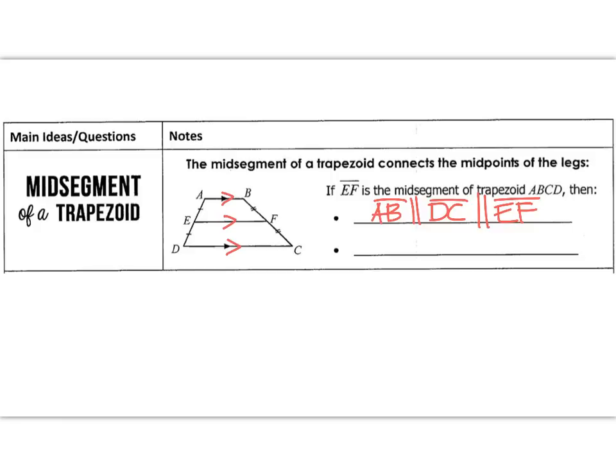So how we would write that, we would say that EF equals AB plus CD, or DC, doesn't matter, divided by 2. So we add the two bases together, divided by 2, and that gives us the midsegment. So let's do a few examples to see this in action.